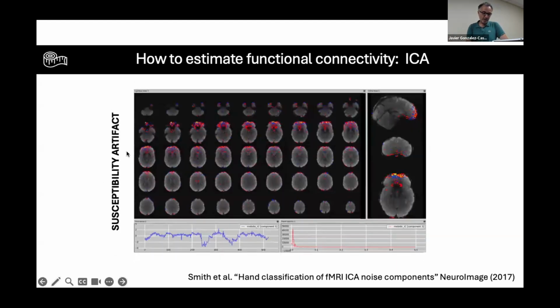Here we have one that's about susceptibility artifacts. It tends to appear in these frontal regions. And again, the time series is very weird, because it's not like the one I was showing you that is a smooth default mode network, but you have these weird dips.